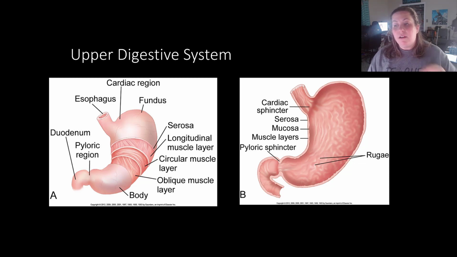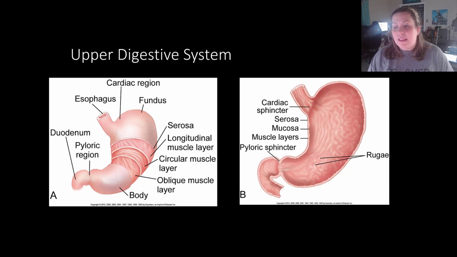We also see that there are a lot of these like folds that are happening inside of the stomach. Those folds allow for stretch and accommodation of the food that you eat, and it's known as the rugae, and so it's going to be where it allows for expansion.